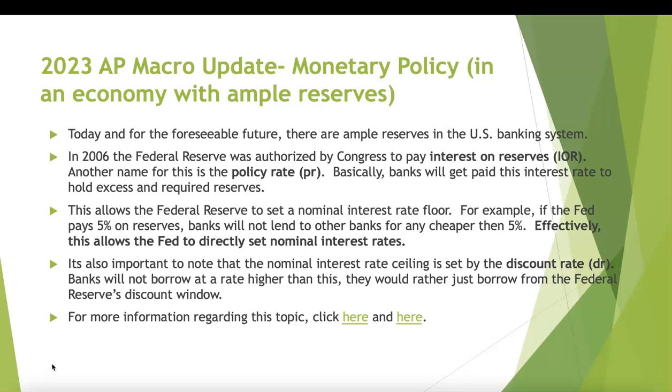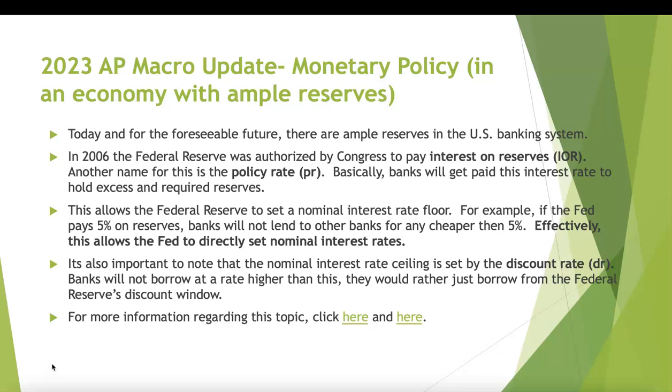Basically, banks will get paid this interest rate to hold excess and required reserves. So this allows the Federal Reserve to set a nominal interest rate floor. Okay, so you can't go below the floor. For example, if the Fed pays 5% on reserves, banks will not lend to other banks at any cheaper than 5%. Effectively, this allows the Fed to directly set nominal interest rates.